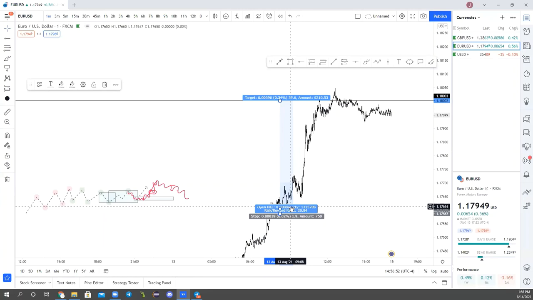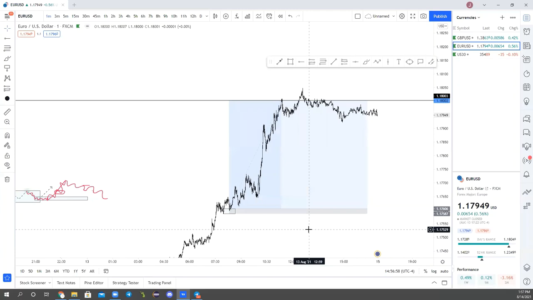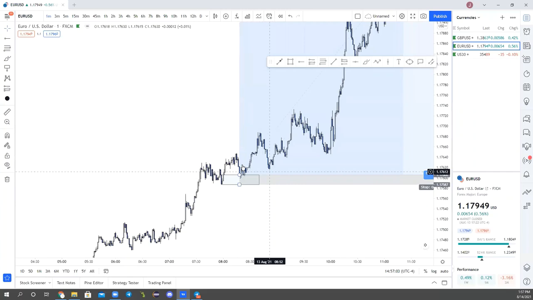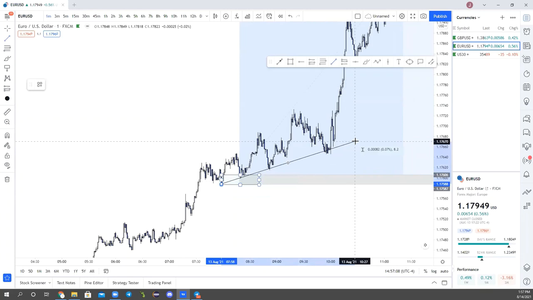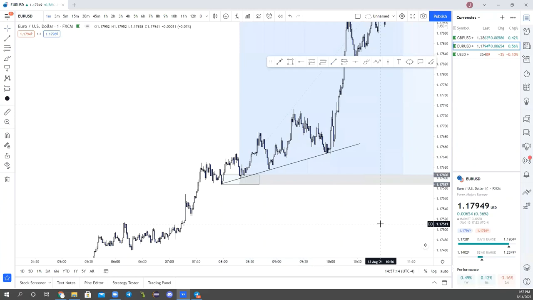You guys can see it. It's just test, go, test, go, test. And it's funny, it actually looks like this was a trend line. But I guess the trend line worked because it was being backed by structure and supply and demand. These moves weren't just random retracements.